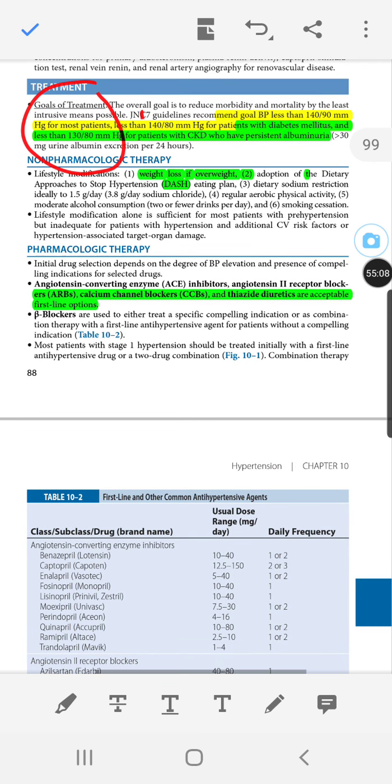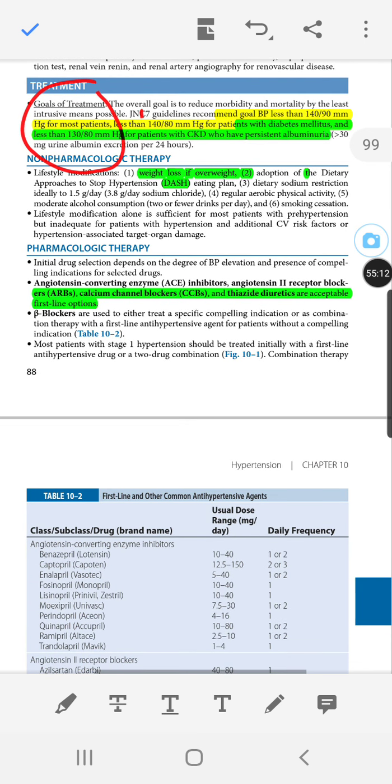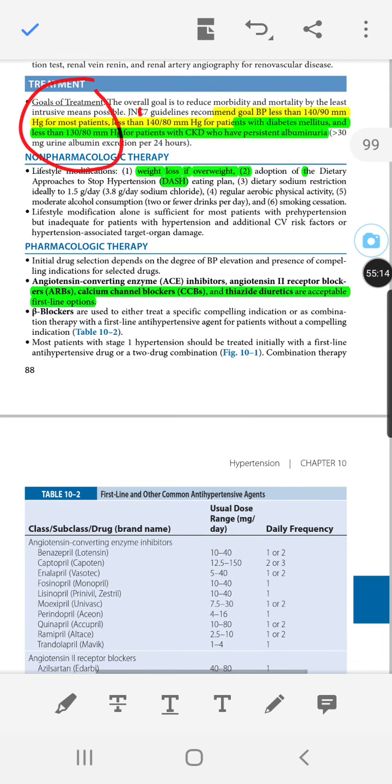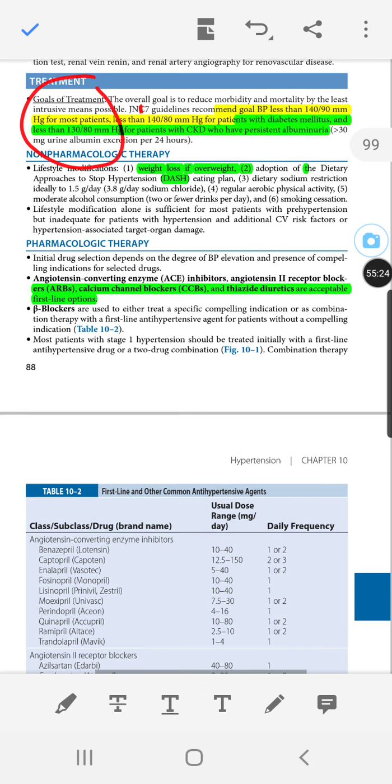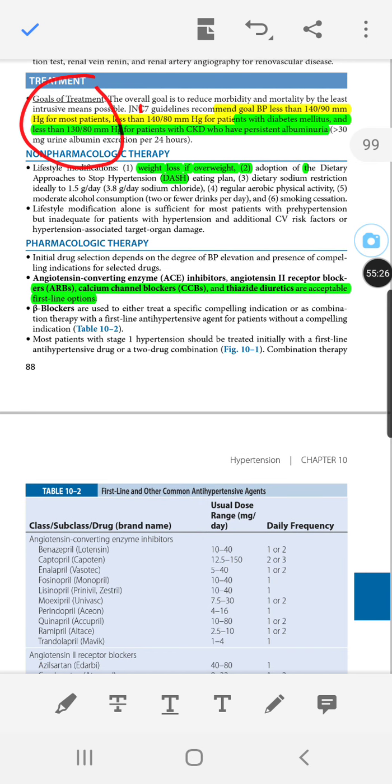But if the patient has diabetes mellitus, then the blood pressure should be less than 140 by 80. And if the patient is suffering with CKD, then blood pressure should be less than 130 by 80. So you can see 80 is the common factor in both cases, chronic kidney disease and diabetes mellitus. But for diabetes mellitus, 140 is okay, but for chronic kidney disease, 130 is okay. So you have to learn this.